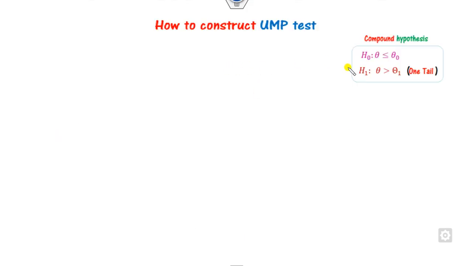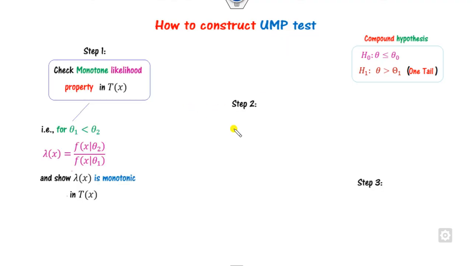Now what are the steps? You have to construct the compound hypothesis. How do you construct the UMP? We will discuss a 3-step rule. The first step is to check the monotone likelihood property. If this is satisfied, then only the UMP test exists.